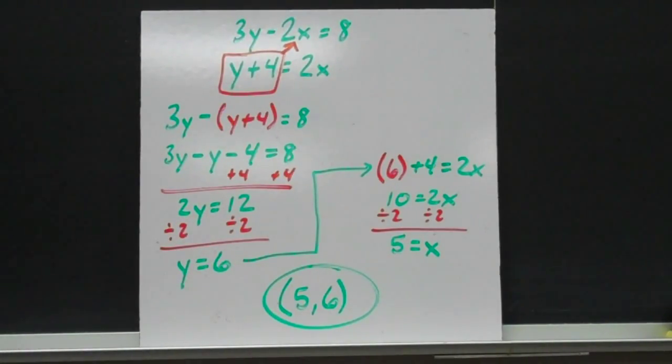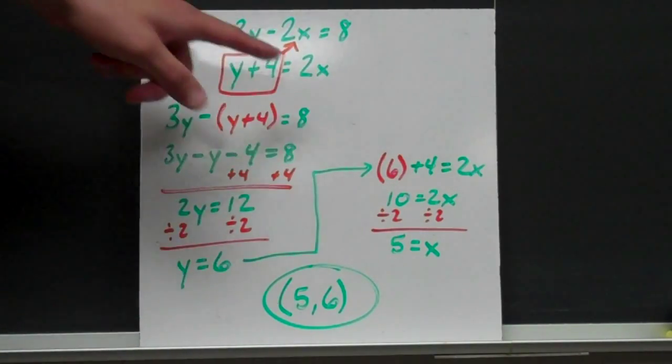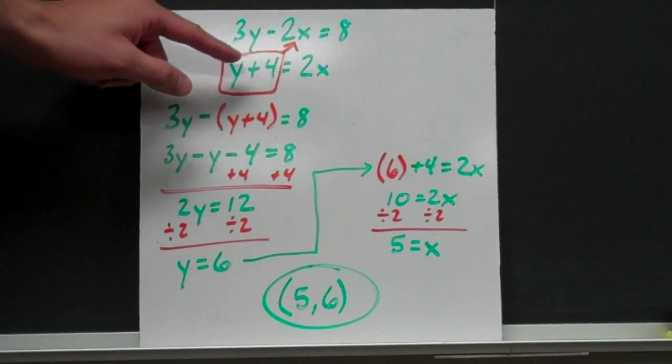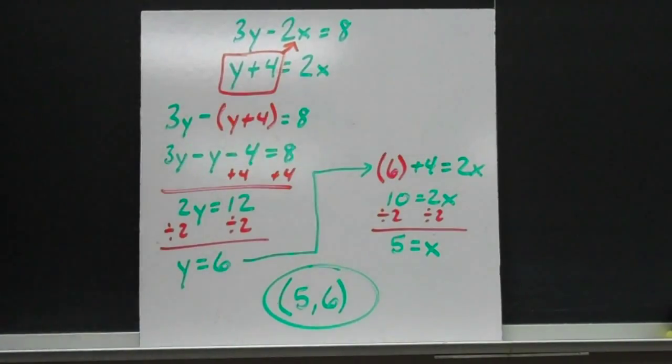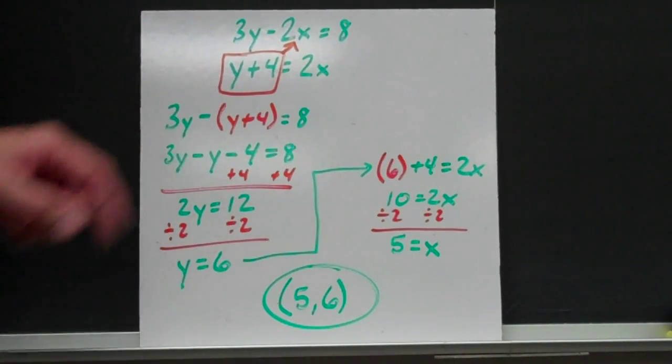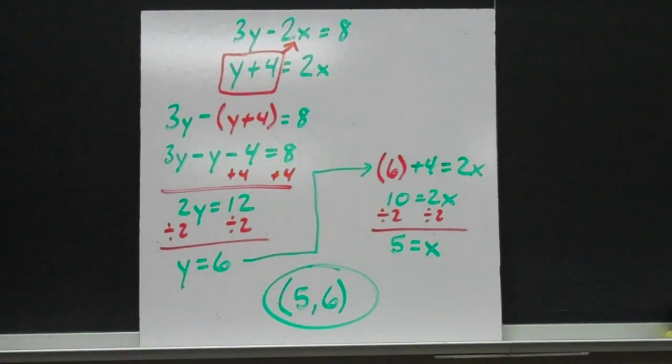But in this case, we have 2x equals this stuff, and in the first equation, we have 2x. So if we know that 2x equals y plus 4, let's just take the 2x out of the first equation, put y plus 4 in instead. So we have 3y minus, and then in parentheses, y plus 4 equals 8.